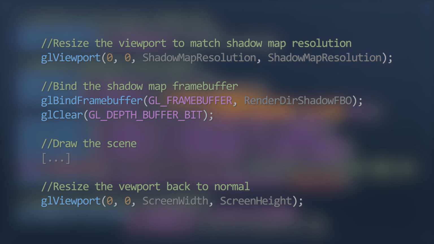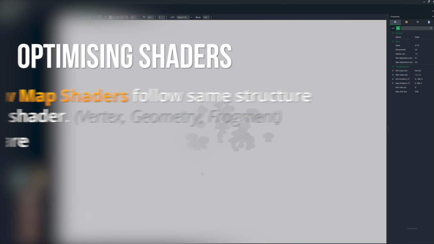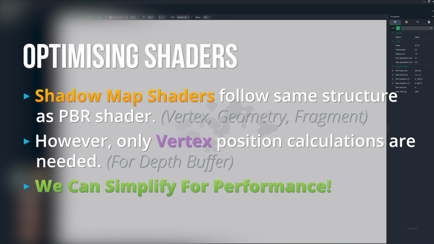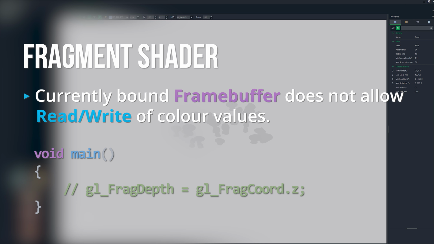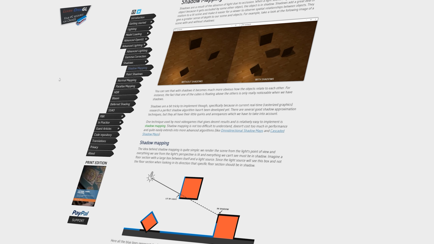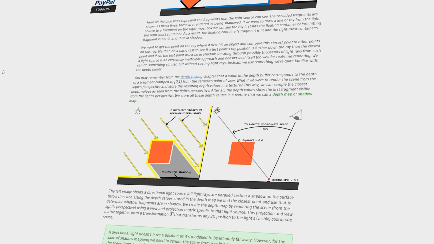All that's left is to bind the new frame buffer and draw the scene using the shadow map shader. The shader itself uses the same structure as the PBR shader, but it can be massively simplified. We only need to calculate the light space position of each vertex, and since there's no color, the fragment shader can be left completely blank. Shadow maps can be a bit tricky, so if you're struggling, there's an excellent article written by Joey DeVries that explains the process in detail.